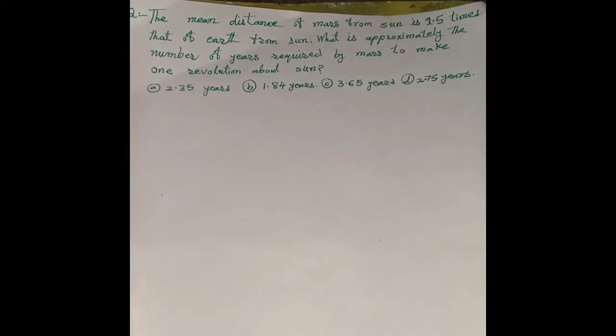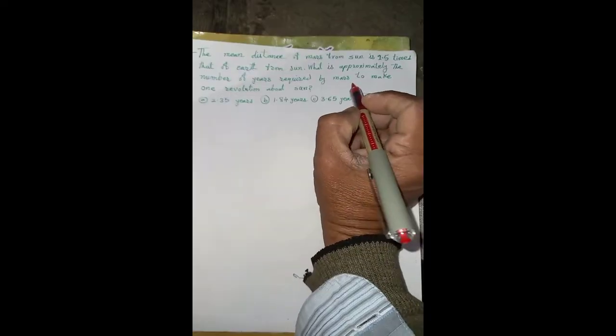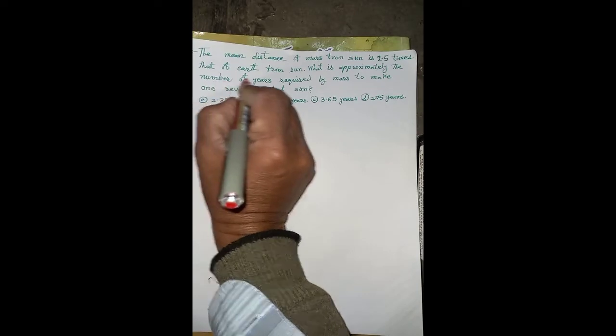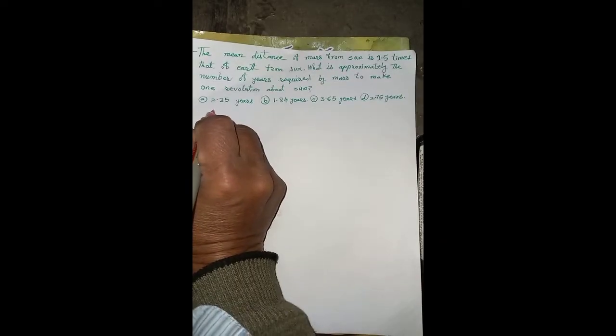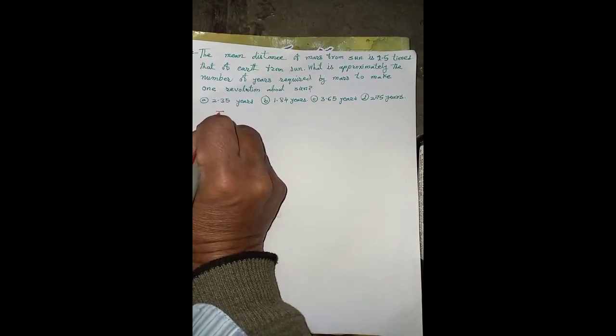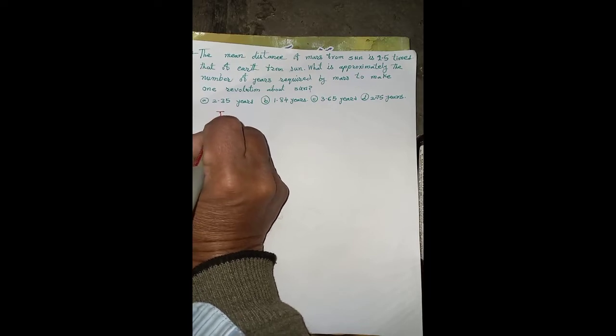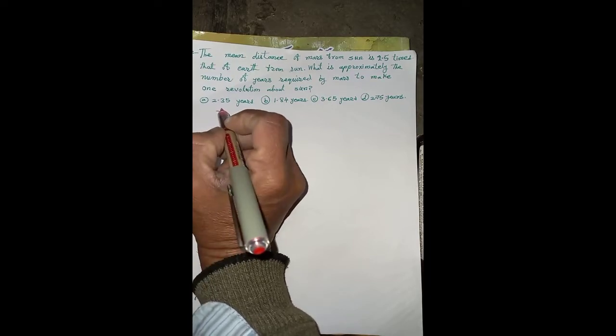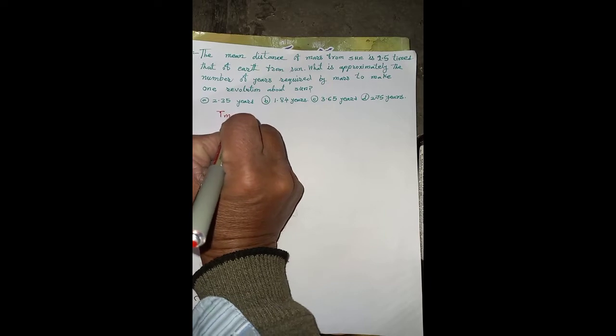The mean distance of Mars from Sun is 1.5 times that of the Earth from Sun. What is approximately the number of years required by Mars to make one revolution about the Sun? In this problem, we find number of years, that is Tm, time of revolution of Mars around the Sun.